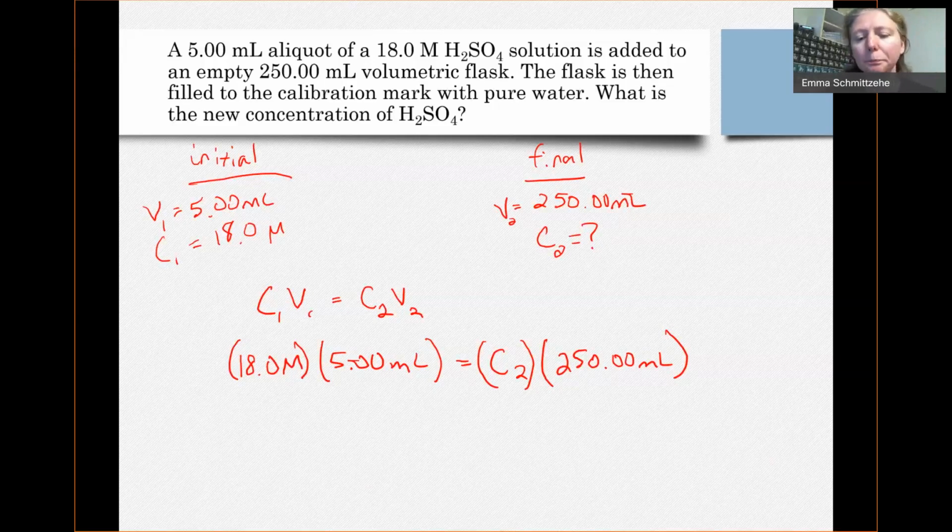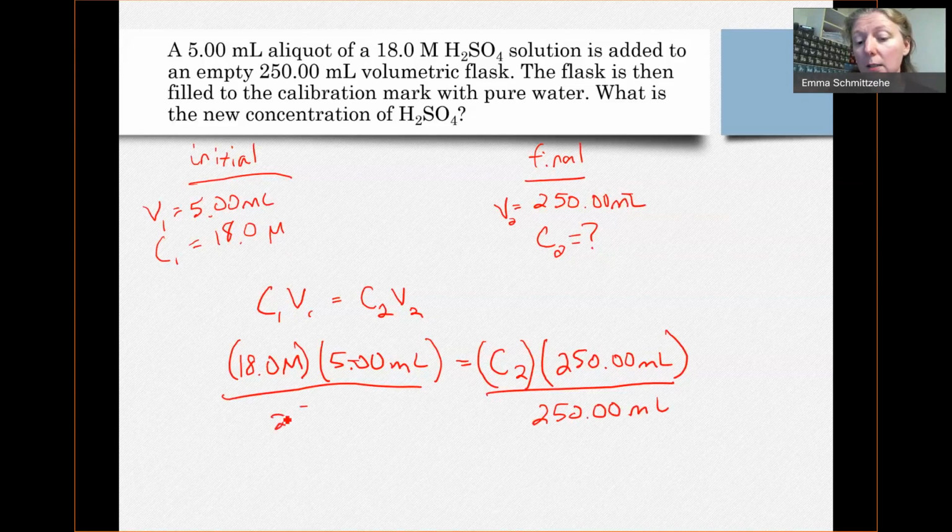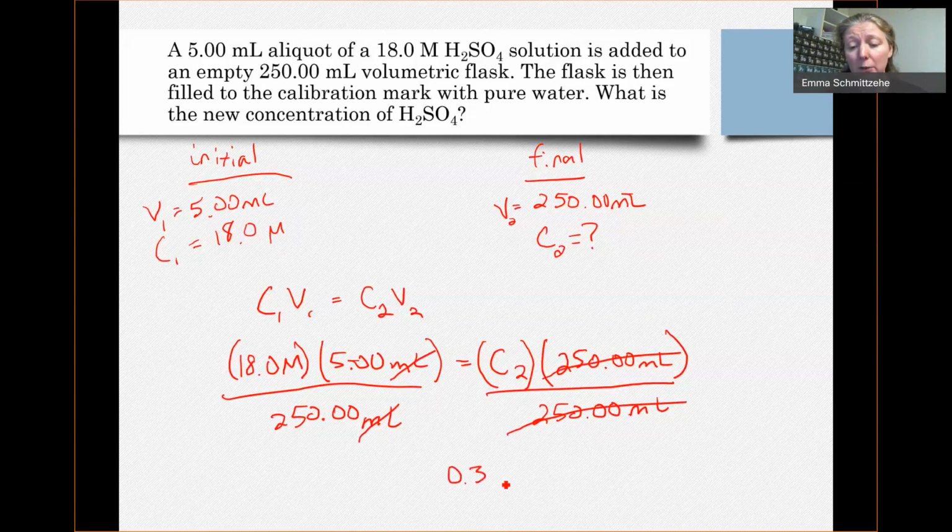So to solve this, I multiply the 18 and the 5, and then divide over the 250. So if I divide by the 250 milliliters, I'd have to do that on both sides. And then that means the 250 cancels, and then the milliliters cancel. So what I end up getting is a molarity. So 18 times 5 divided by 250. And then my 18 molar is 3 sig figs, my 5 mils is 3 sig figs, my 250 is 5. So I'm going to round my answer to 3 sig figs. So 0.360 molar would be my final concentration, okay, of that diluted solution.